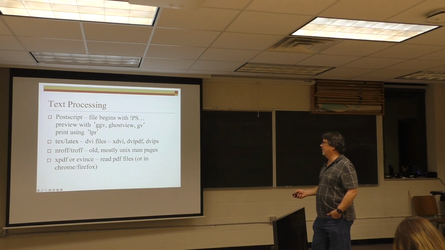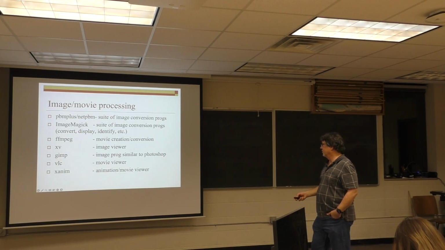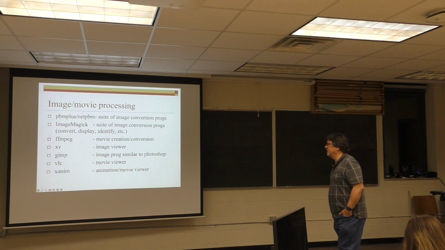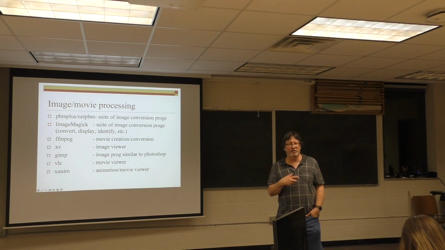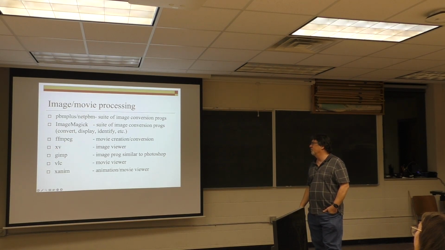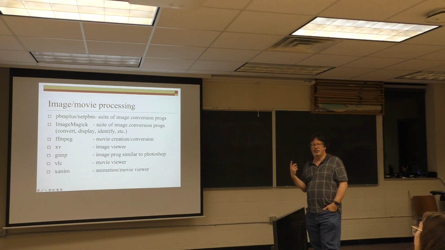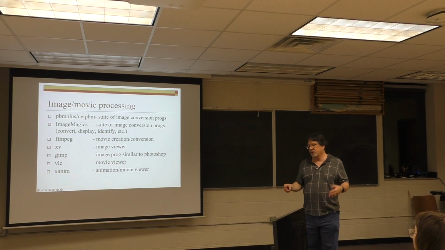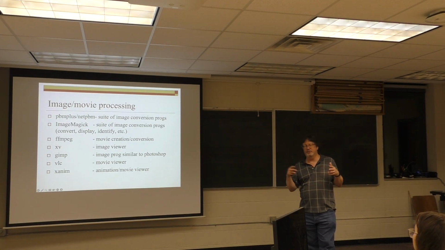XPDF or evince are programs on these machines to read PDF files. Usually Chrome or Firefox can do it as well. These are a bunch of tools for manipulating images and movies. PBM Plus or NetPBM is a series of conversion programs. ImageMagick is a super useful set of utilities for converting from one image format to another. FFmpeg is a similar kind of thing for movies, like the rooftop camera animations that I do from the images from the rooftop camera. I make those with FFmpeg, or you can convert things from one video format to another. There's all kinds of stuff you can do.